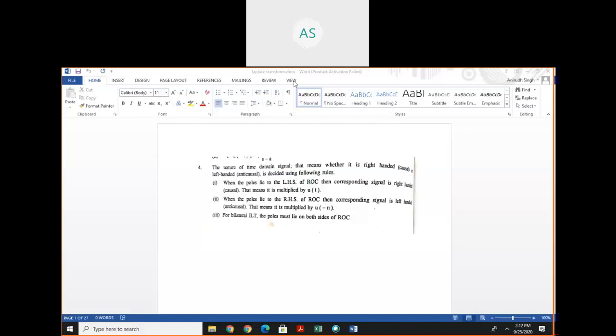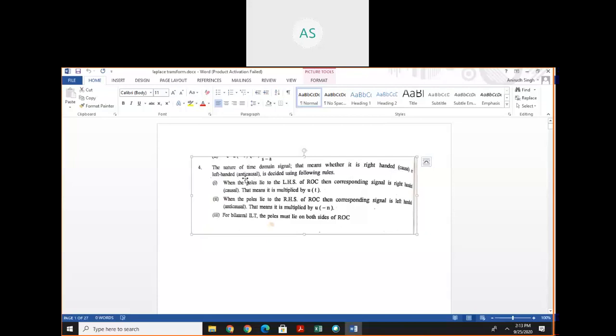In continuation of Laplace transform, today we will discuss the inverse Laplace transform. Before discussing inverse Laplace transform, first we discuss the nature of the time domain signal. The nature of the time domain signal means whether it is a right-handed causal signal, or a left-handed anti-causal signal.